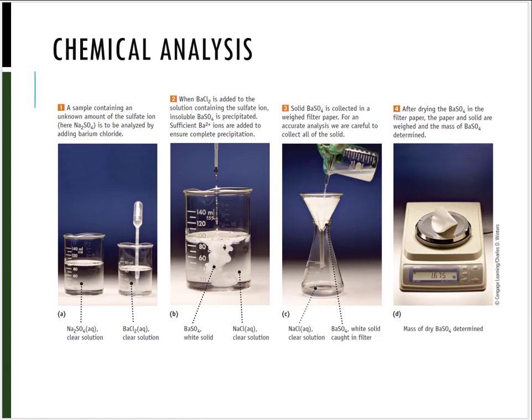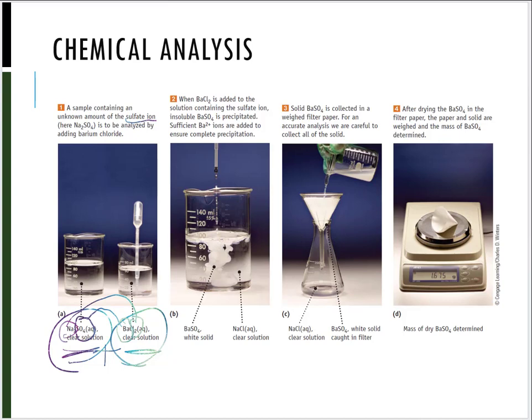So here we have two clear solutions. We've got sodium sulfate, so we have an unknown amount of the sulfate ion. It's going to be analyzed by adding barium chloride. So here we can see we have two clear aqueous solutions. When we add these two together, it's going to be a double replacement reaction, right? And we know that in this double displacement reaction, sodium is going to split from the sulfate, and sodium will join with chlorines to form sodium chloride. And the barium is going to form with the sulfate.